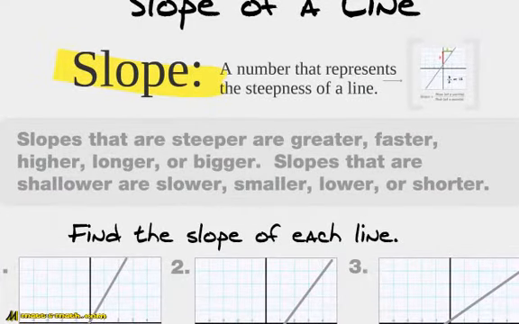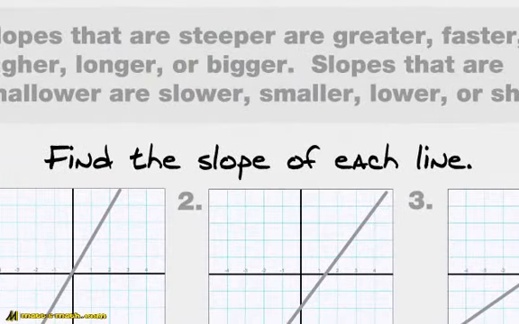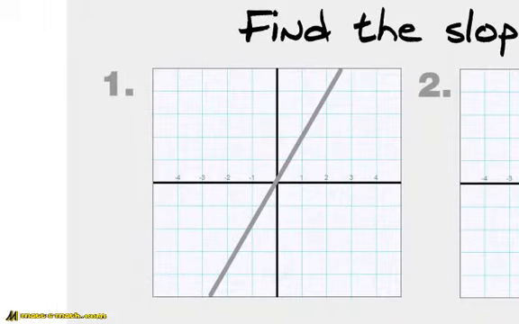If you think about it, slopes that are steeper are greater, faster, longer, bigger, and slopes that are shallower, where the line isn't as steep, are slower, smaller, lower, and shorter, okay? So let's talk about the slopes of these lines here. We've got a line right here. Remember, you want to pick 2 points. It meets right there, and right there, and right there, but you want to pick just 2 of them. Think about how much it goes up versus how much it goes over. Rise over run.